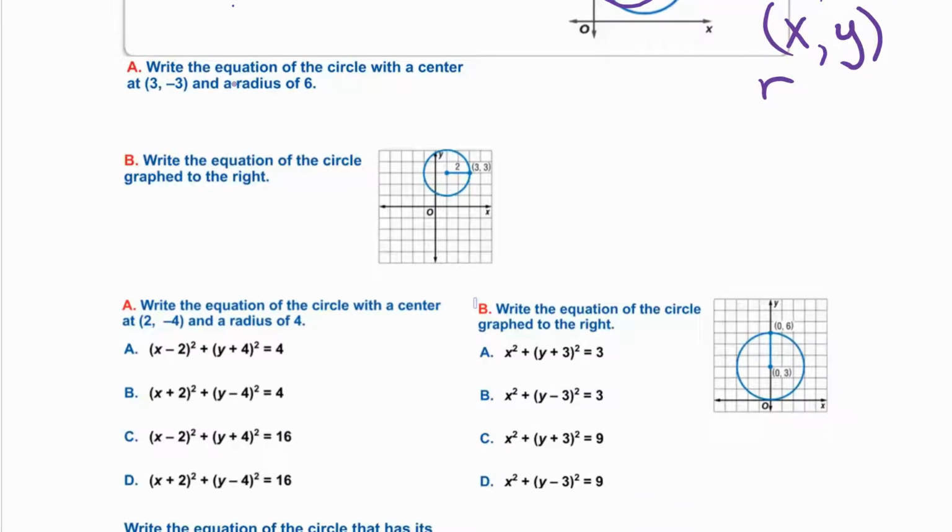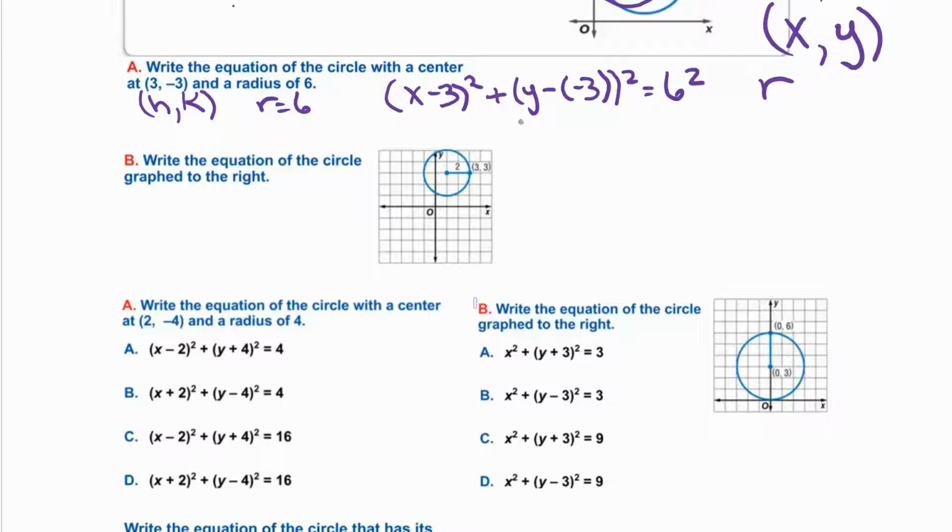In the first problem, I'm asked to write the equation of a circle with center at (3, -3) and a radius of 6. This is our h, this is our k, and the radius is 6. So (x - 3) quantity squared plus (y - a negative 3) quantity squared equals 6 squared. So the equation of the circle with center at (3, -3) and a radius of 6 would be (x - 3) squared plus (y + 3) squared equals 36.